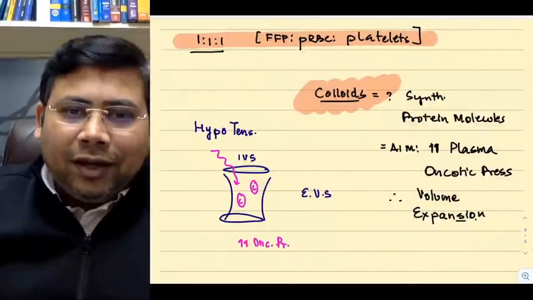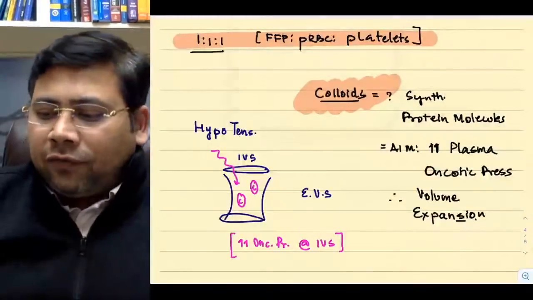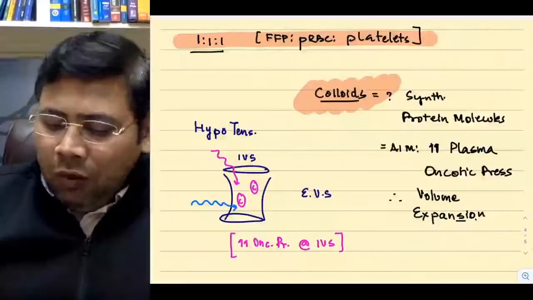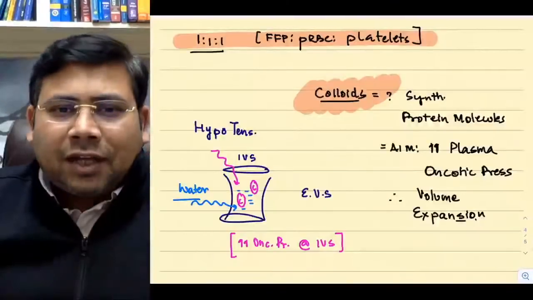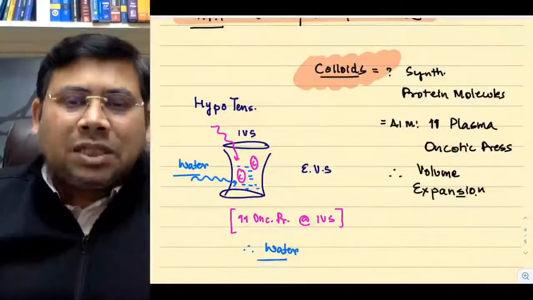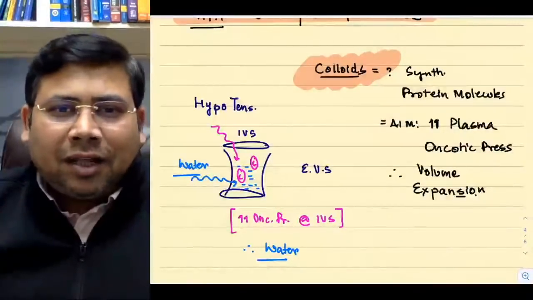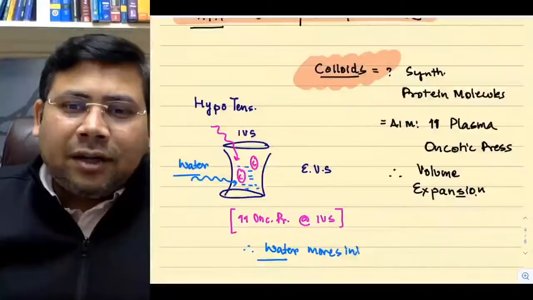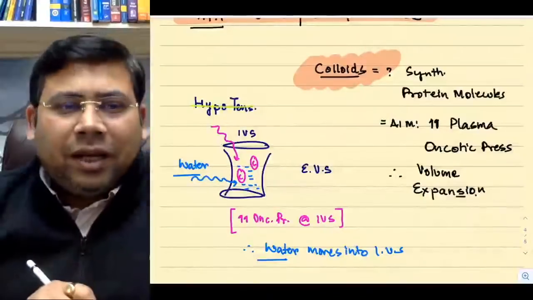The oncotic pressure of intravascular space will be increased. You know the law of diffusion or osmosis. The water will flow from low osmolar state to high osmolar state. So water will move into the intravascular compartment, and therefore, what happens? The volume is expanded and the hypotension is corrected. So water moves into intravascular space, and therefore the hypotension will be absolutely corrected.